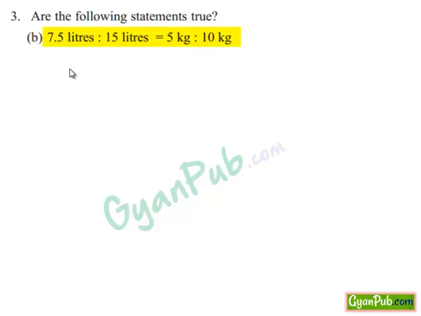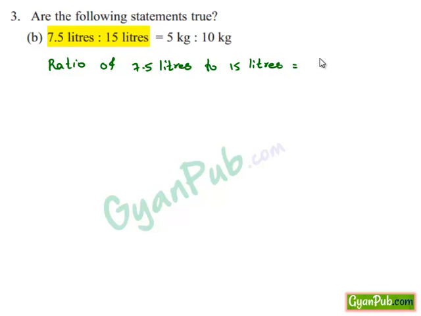Coming to the B bit of the third question, given that 7.5 liters is to 15 liters is equal to 5 kg is to 10 kg. First find out the ratio of 7.5 liters to 15 liters. This can be written as 7.5 liters upon 15 liters. We know that ratio is comparing two quantities of same units, and also here we can observe that both are having same units. So we can cancel out this and we will get the fraction as 7.5 upon 15.